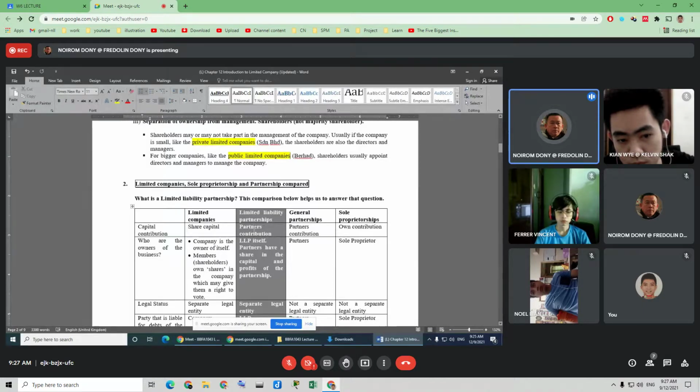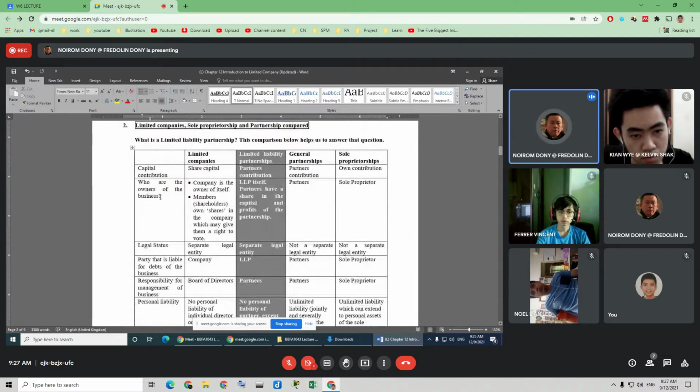So they call it partners' contribution also. Different terms are used. In a sole proprietorship, the own contribution we call capital. For general partnership, partnership capital contribution. For a limited company, we call it share capital. That is for capital contribution.